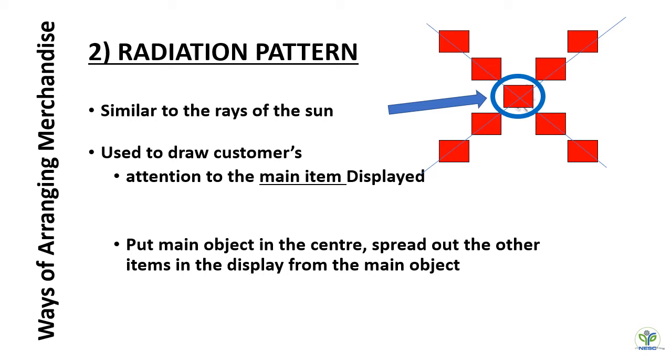With this pattern, you can arrange your display in the same way. Put the main object in the center as the sun. Spread out the other things in the display from the main object like rays of the sun. For example, a mannequin can be the main object in a display. You then arrange other accessories in a circle around the mannequin. Here the radiation pattern is used to draw customers' attention to the main item displayed.